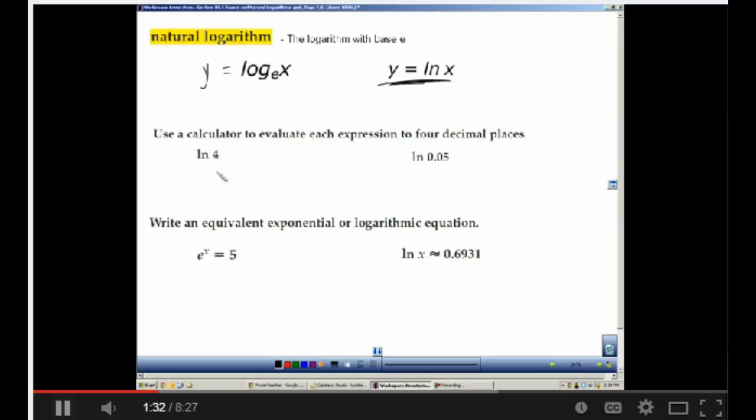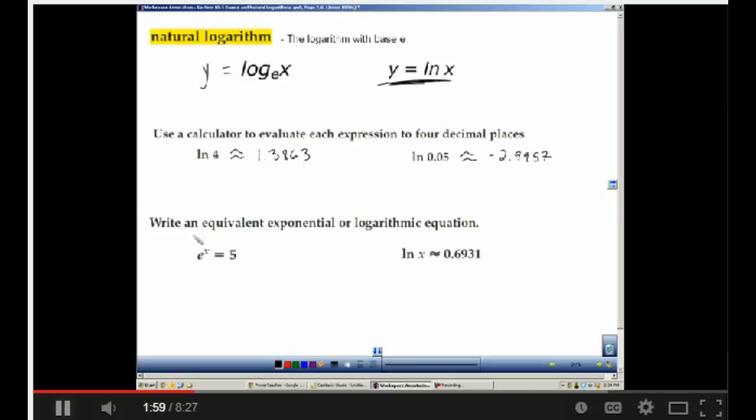There's also an ln button on your calculator. It's usually right next to the e button, and it might even be the same button. You should know how to find the ln of 4. So if I type that into my calculator, I get a decimal approximation of about 1.3863. And you should be able to do that. Same thing over here. The ln of 0.05 is negative 2.9957.